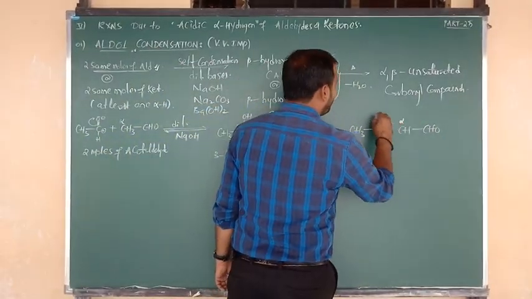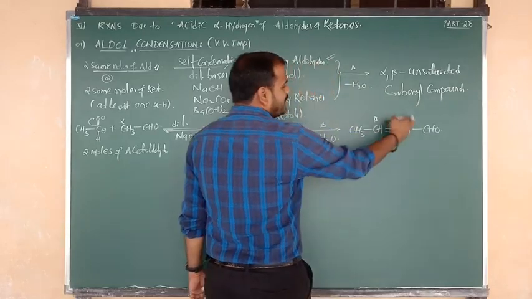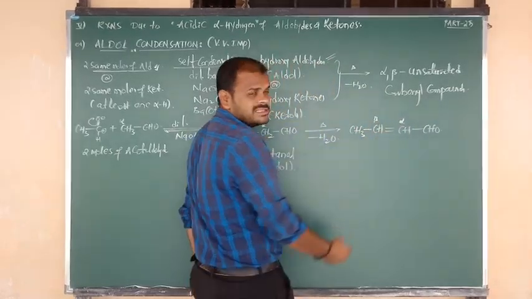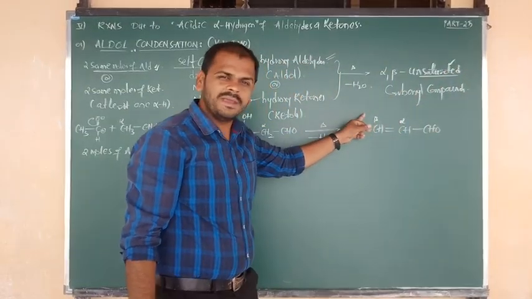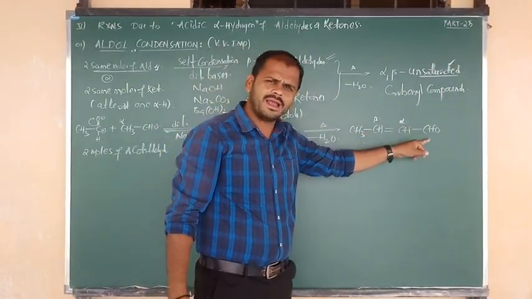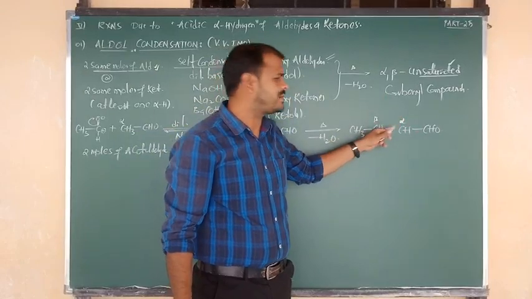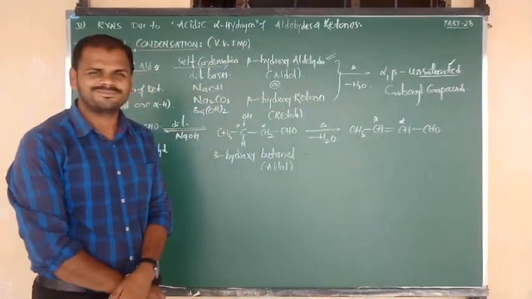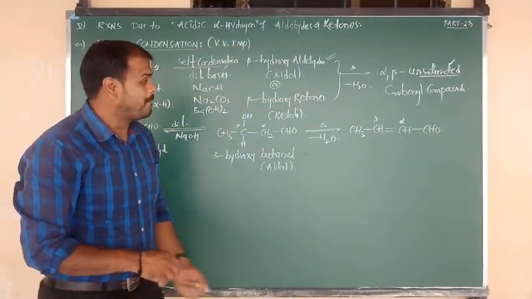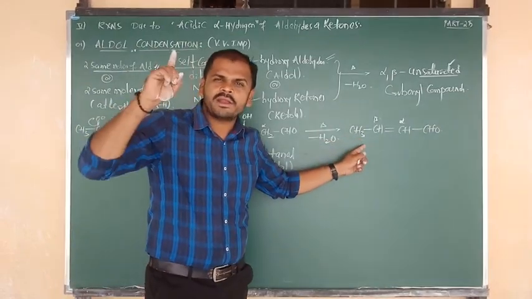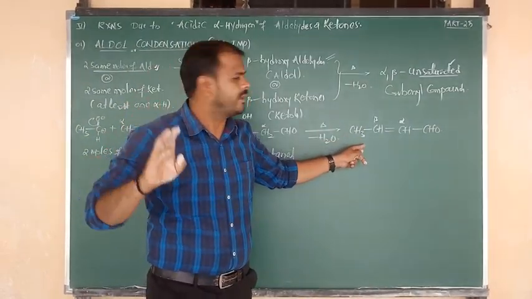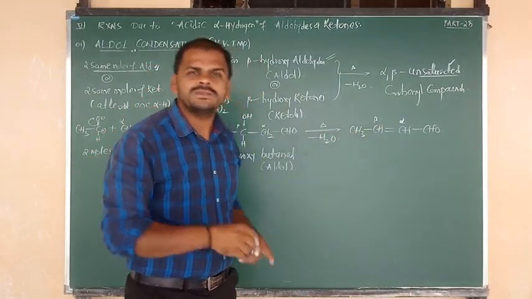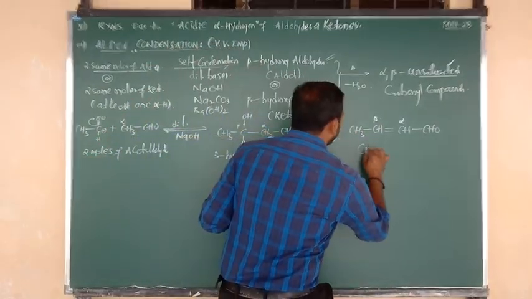The adjacent carbon is alpha, the next adjacent is beta. Between alpha and beta a double bond is there, which means we can say it is unsaturated. Alpha, beta unsaturated aldehyde, or we can say alpha, beta unsaturated carbonyl compound. This name I gave on day 1 of aldehydes, in the nomenclature lesson. The common name of this compound is crotonaldehyde.